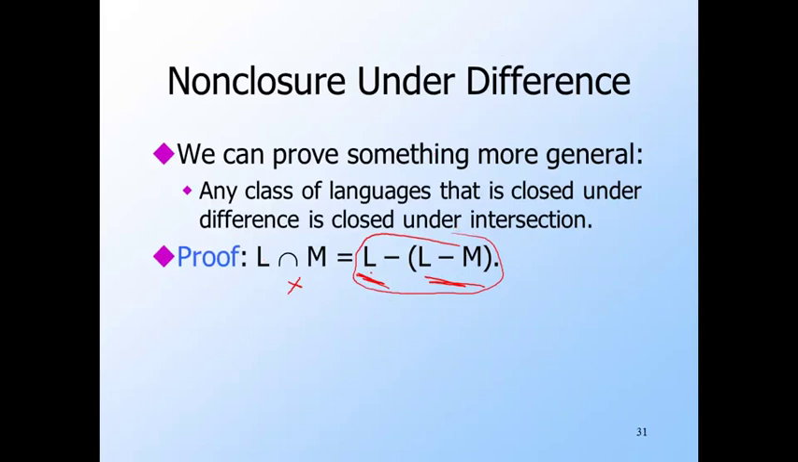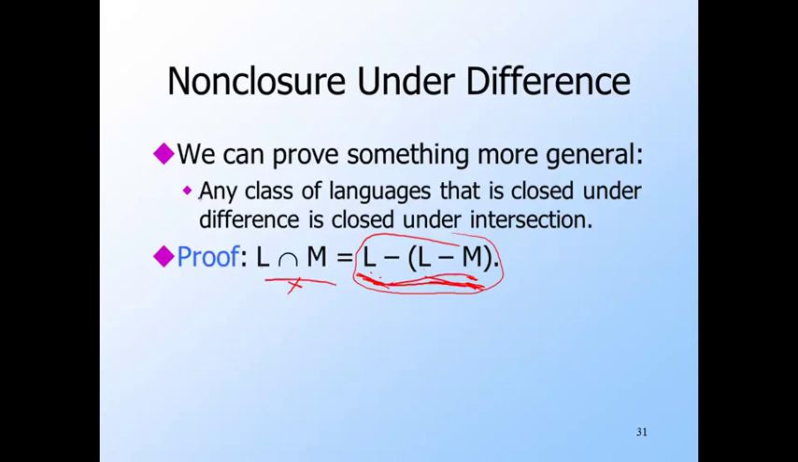For the other direction, suppose X is in L minus (L minus M). That's this guy here. Then X is in L, and it's not in L minus M. But if X is in L but not in L minus M, it must be that X is also in M. Thus, X is in L intersect M. That proves containment in the other direction, that is, X here implies X there, and that proves the equivalence of these two expressions.